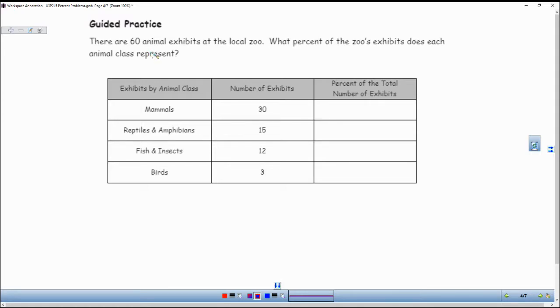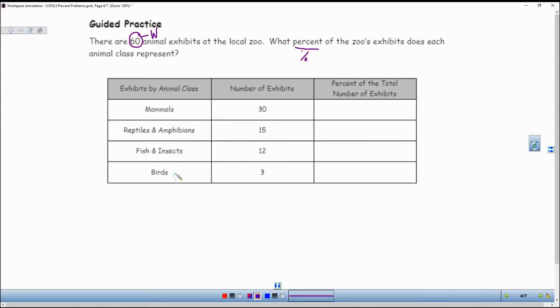So whenever solving a percent problem, it's always a good idea to think about what kind of numbers we have. So it says there are 60 animal exhibits at the local zoo. That's 60. What would that 60 be? Would it be the part, the whole, or the percent? Well, it's definitely not the percent. So it's either the part or the whole. I'm thinking that that is going to be the whole because that's all of them. It's asking what percent. So we don't know the percent. We're looking for the percent.